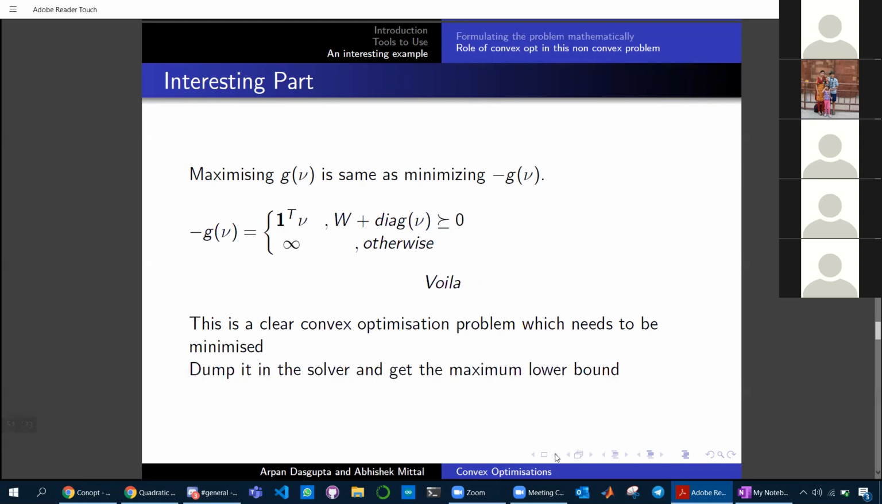And since I've already assumed at the start that I have a solver to which, if I give any kind of convex optimization problem, it would give me an answer, I can just dump it in the solver and get the maximum lower bound.